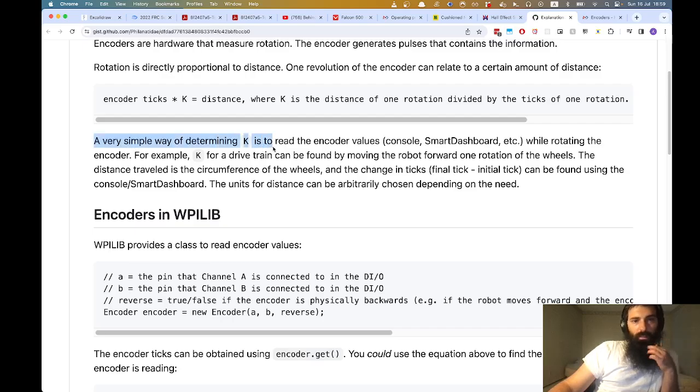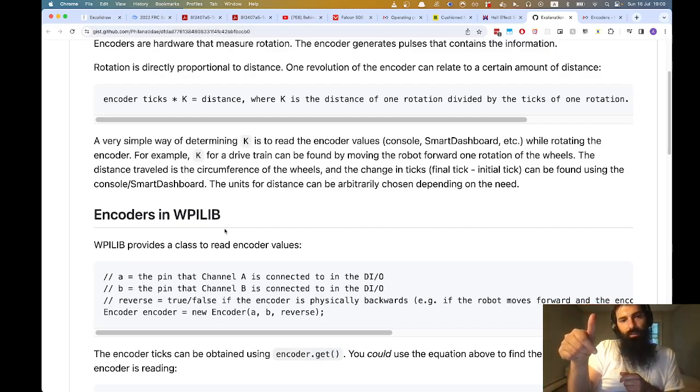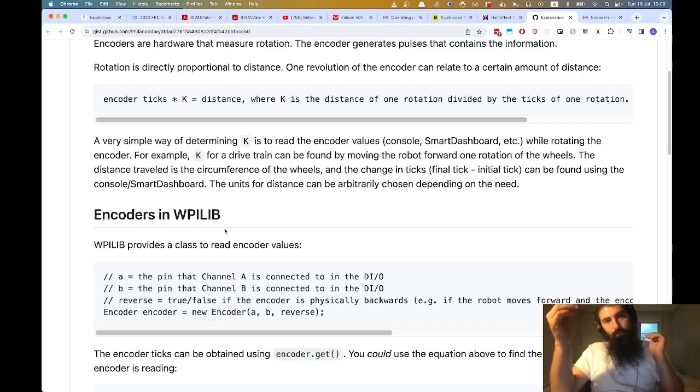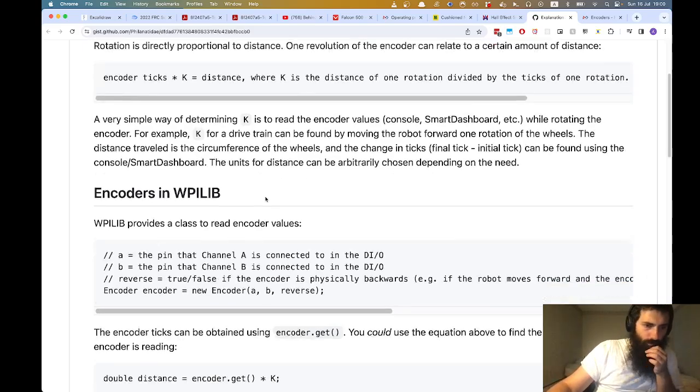And this is how an encoder works. I guess a very simple way of determining K is to read the encoder values while rotating the encoder. For example, K for a drivetrain can be found by moving the robot forward one rotation of the wheels. The distance traveled is the circumference of the wheel, and the change in ticks can be found using the console or the smart dashboard. So I guess what you could do is empirically determine what this K value is, because this K value is a unit conversion from distance, as we know it, to these pulses. If you rotate the wheel by one rotation and measure the amount of ticks that generated, you can divide them to figure out the conversion ratio between distance and pulses or ticks. But I think it's also given to you.